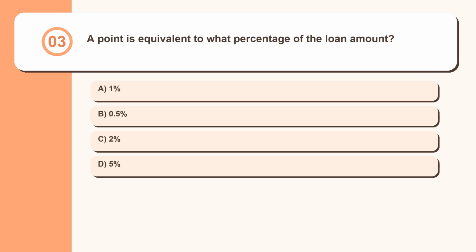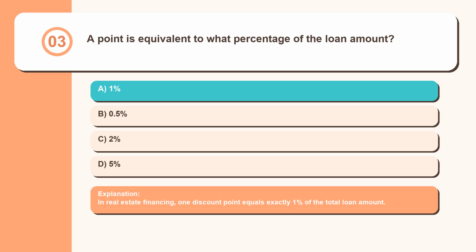Question 3. A point is equivalent to what percentage of the loan amount? 1%, 0.5%, 2%, 5%. In real estate financing, one discount point equals exactly 1% of the total loan amount.